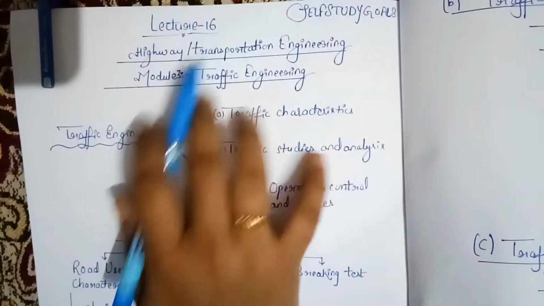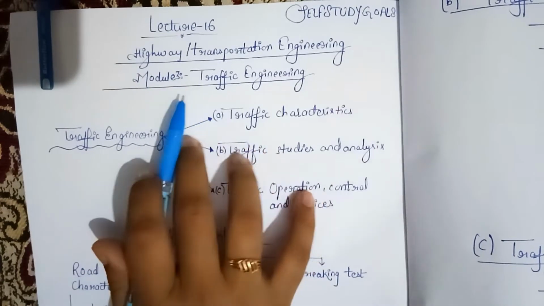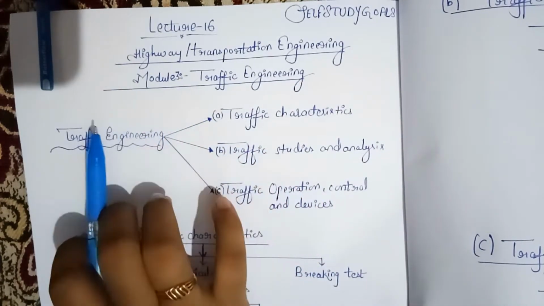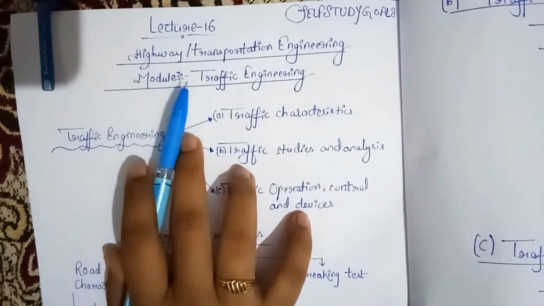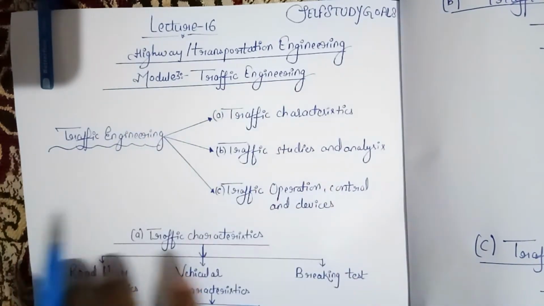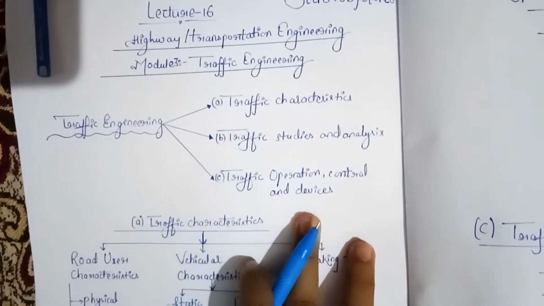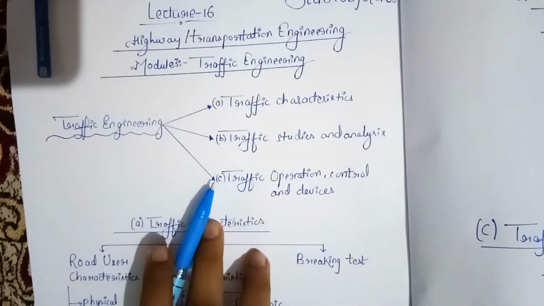This is lecture 16 of Highway Engineering, and in the previous module we have covered module 1, that is introduction, and module 2, that is the design of a highway. Today we are going to start a new module, that is traffic engineering. Okay, so we will see the topic bifurcation of this module.